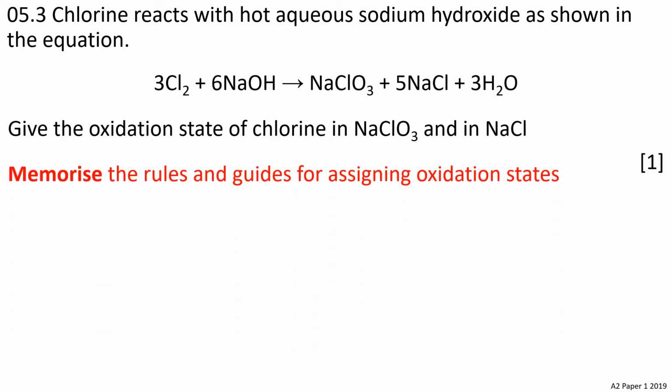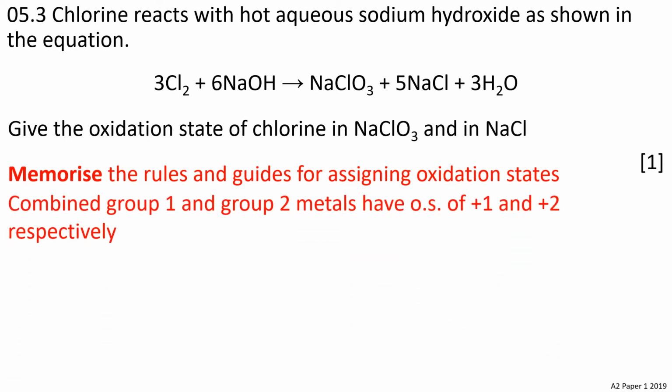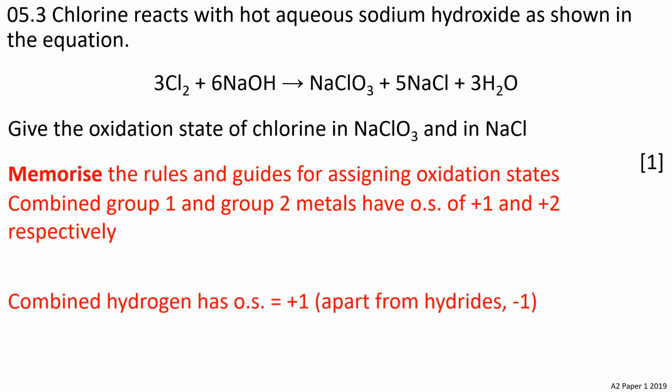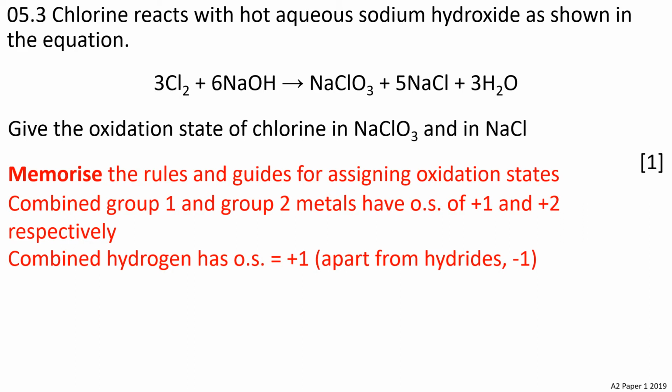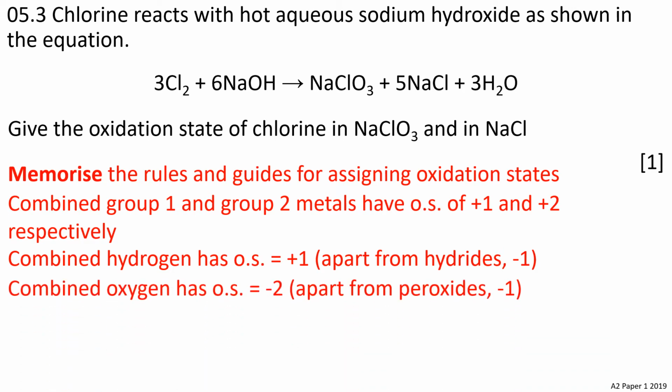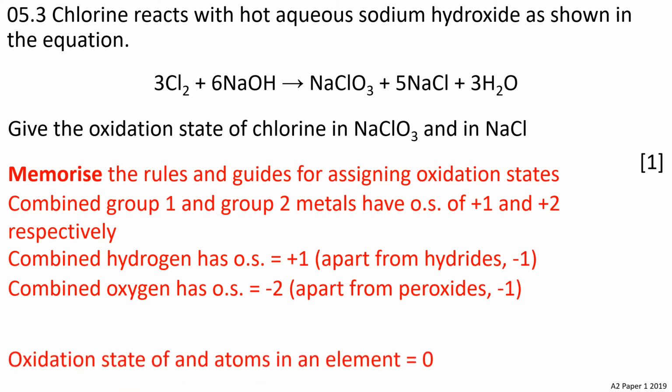So if you're not aware of the rules, here's an opportunity to refresh your memory on those. Combined group 1 and 2 metals have an oxidation state of +1 and +2 respectively. Combined hydrogen has an oxidation state of +1 apart from in hydrides, so metal hydrides for example. Combined oxygen is usually -2 apart from in peroxides, in which case it's -1. By combined, I mean hydrogen in the elemental hydrogen gas H2 has an oxidation state of 0, same with oxygen. In elemental oxygen it's got an oxidation state of 0.